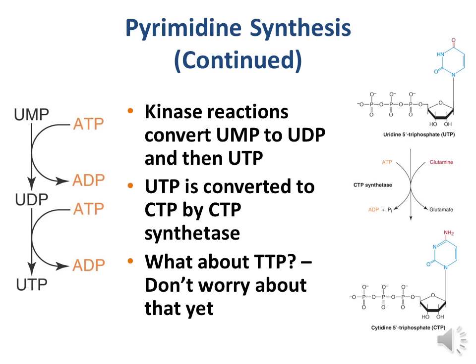To continue pyrimidine synthesis from UMP, kinase reactions convert UMP to UDP and then to UTP. UTP is then converted to CTP by CTP synthetase. Well, what about TTP? Don't worry about that yet. We're going to get to the synthesis of dTTP in a few minutes.